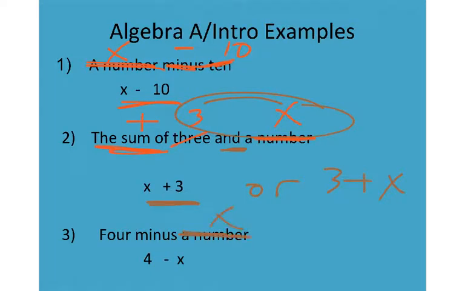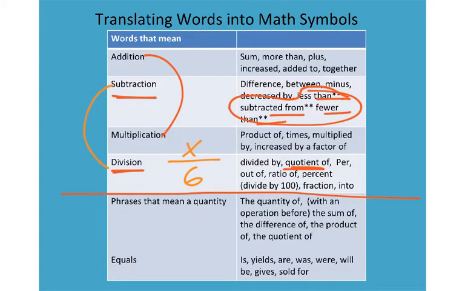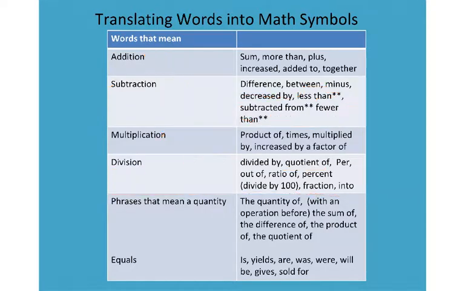4 minus x. Well, 4 minus means subtraction. So there's your answer. Now going back to number 2, the sum of. There are 4 phrases where the two things you're working with come after the phrase. So if I go back here, I'm going to tell you what those phrases are right now.